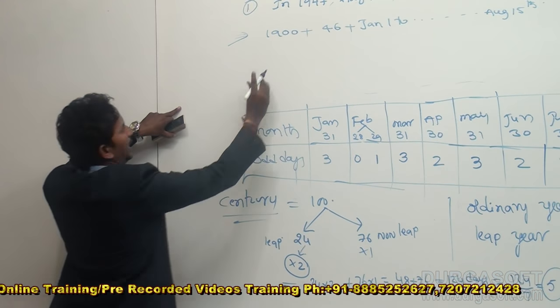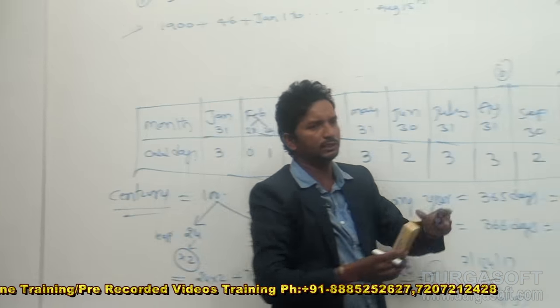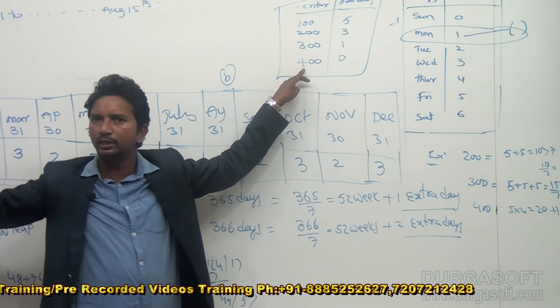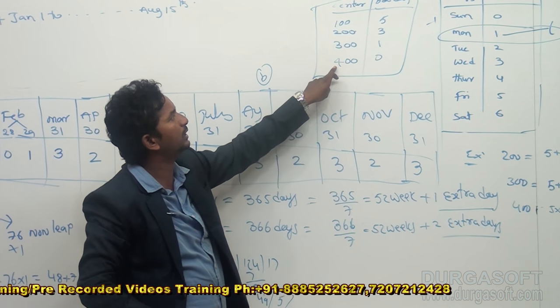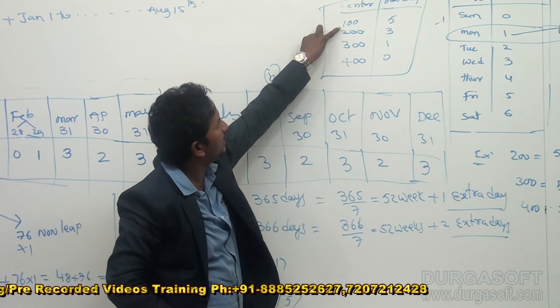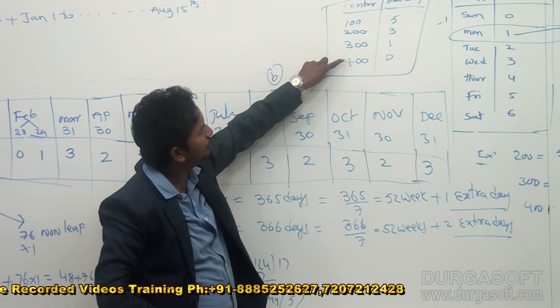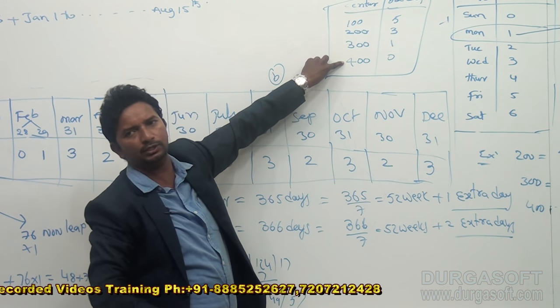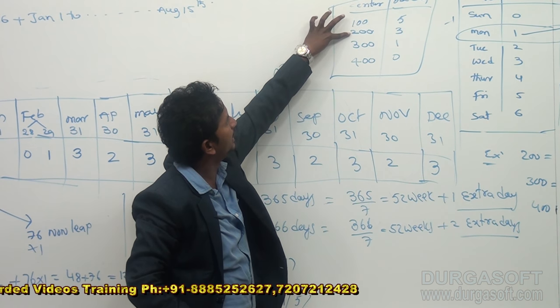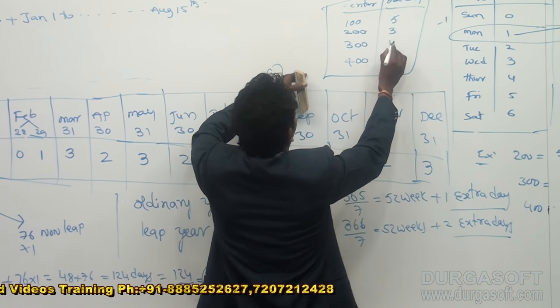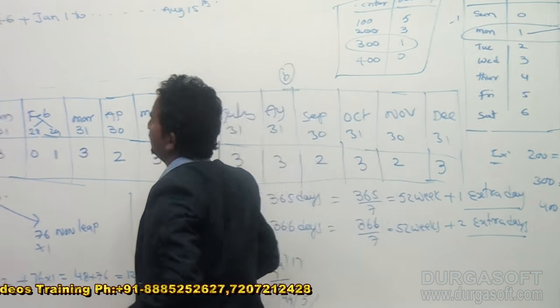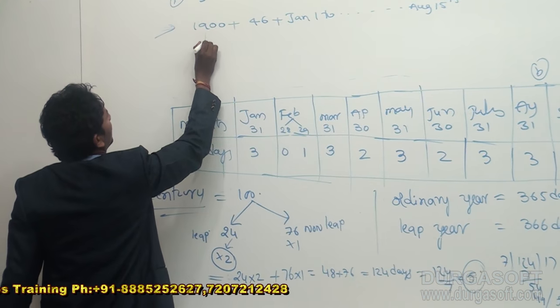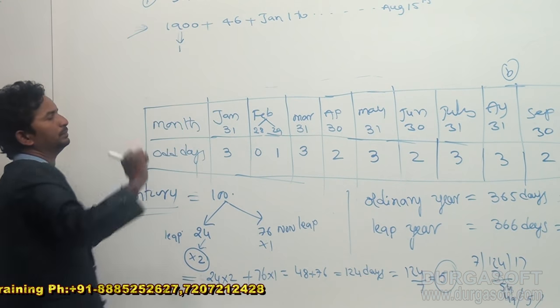Now I'm going to the 1900 year. See the 1900 century table. You know the 1900 here, 400 zero here, 500 five, 600 seven, 800 zero, 1200 zero, 1600 zero, 1700, 1800, 1900. 1900, how many odd days are there here? 1900 contains only one odd day. So this is the one.